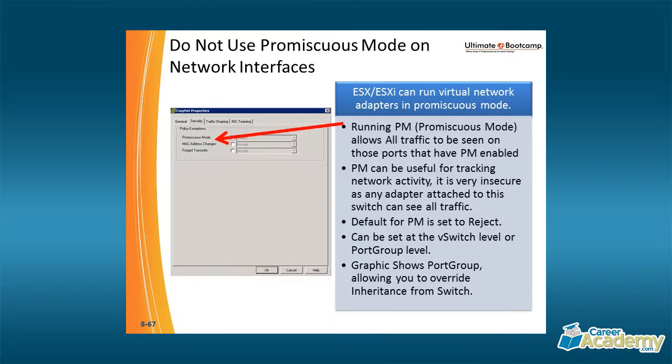Everybody loves promiscuous mode, right? You get to cause a little trouble, create a little havoc, be a little crazy in what you're doing. Now, the default setting in a VM infrastructure is to reject promiscuous mode, to not allow it.